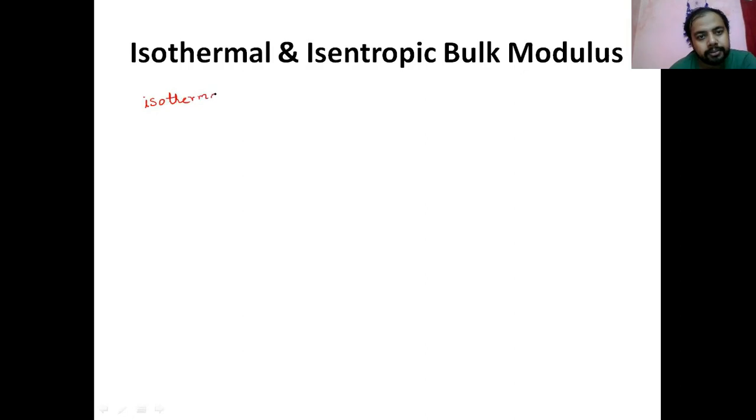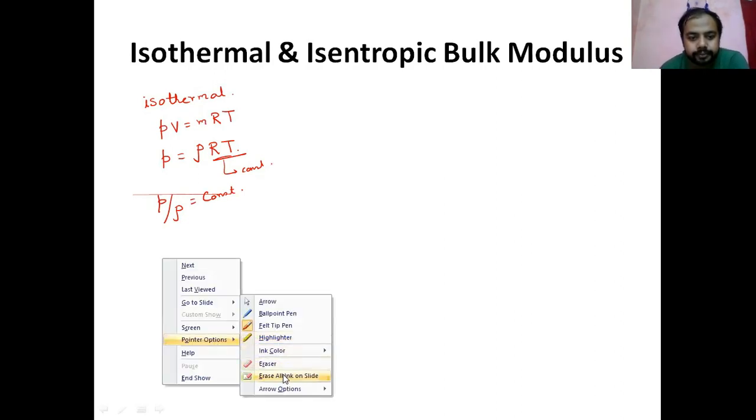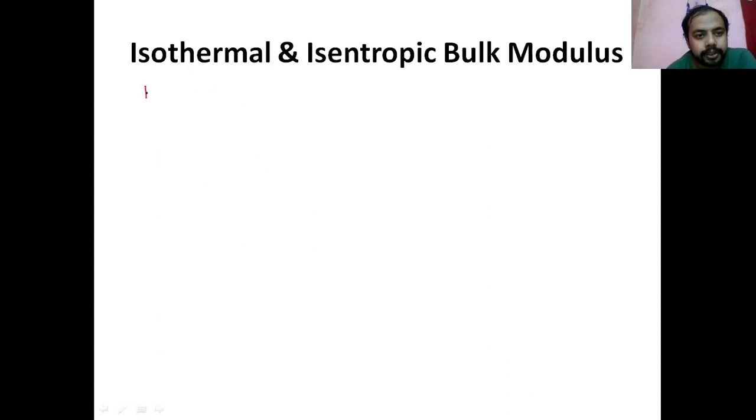The thermodynamics, the isothermal process means, so write the formula here: Pv is equal to mRT, the ideal gas equation. So P = rho R T. For the case of isothermal, this RT is a constant. So P by rho is a constant for the case of the isothermal.